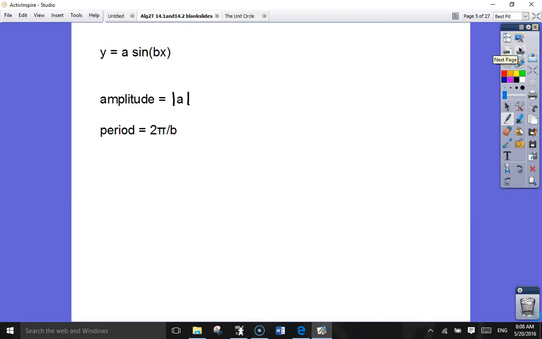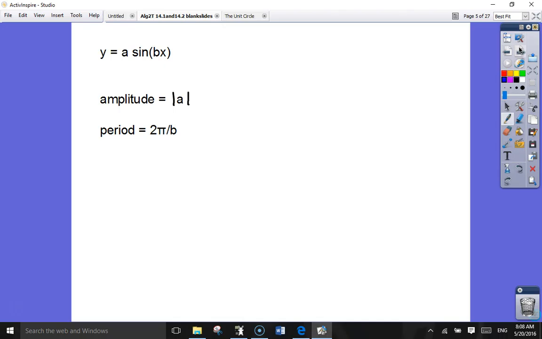Right? So in the general form, and I'm following just along the way the book did it here, y equals a times the sine of bx. The amplitude is defined as the absolute value of a, meaning the a could be negative, right? But it wouldn't change the amplitude. The amplitude is always a positive number.